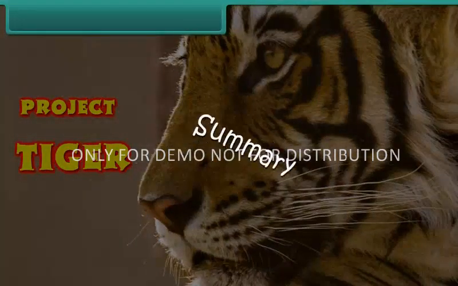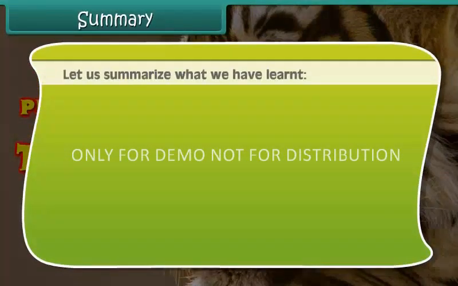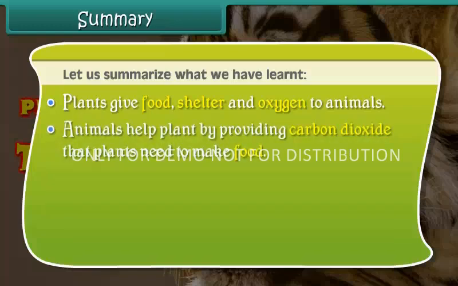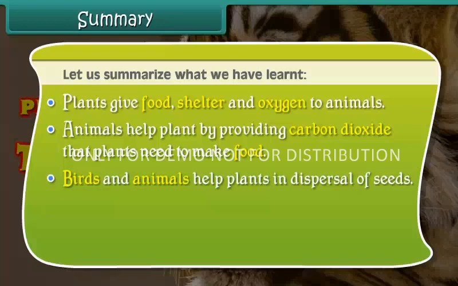Summary. Let us summarize what we have learned. Plants give food, shelter, and oxygen to animals. Animals help plants by providing carbon dioxide that plants need to make food. Birds and animals help plants in dispersal of seeds.